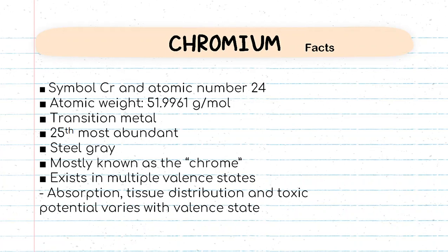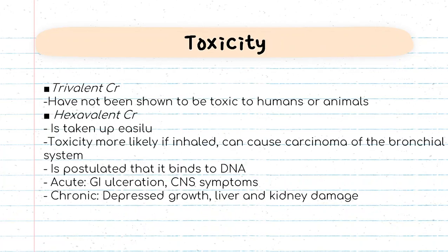Chromium, symbol Cr, atomic number 24, atomic weight 51.9961 grams per mole. It is a transition metal, the 25th most abundant, steel gray, mostly known as chrome, and exists in multiple valence states. Absorption, tissue distribution, and toxic potential vary with valence state.